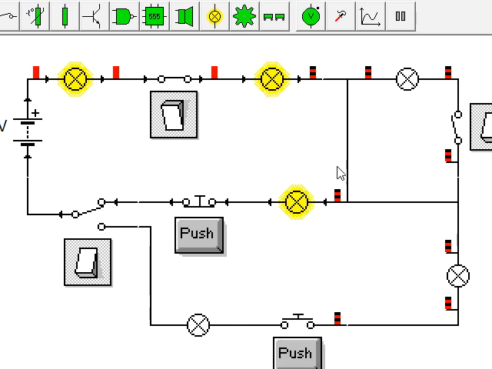I hope with this explanation you understand much better how to solve this circuit.